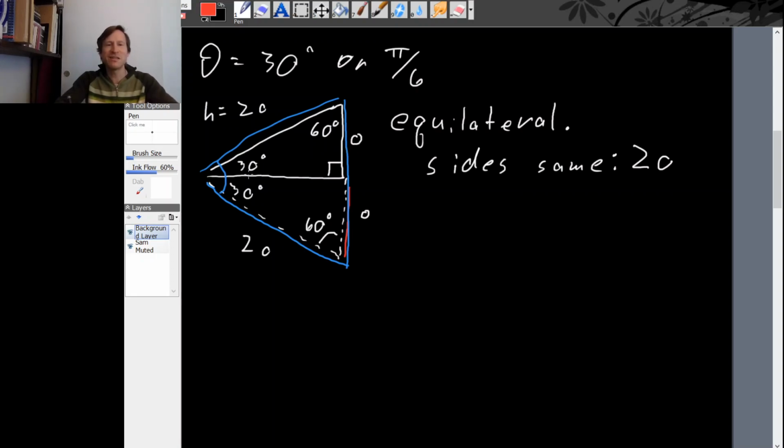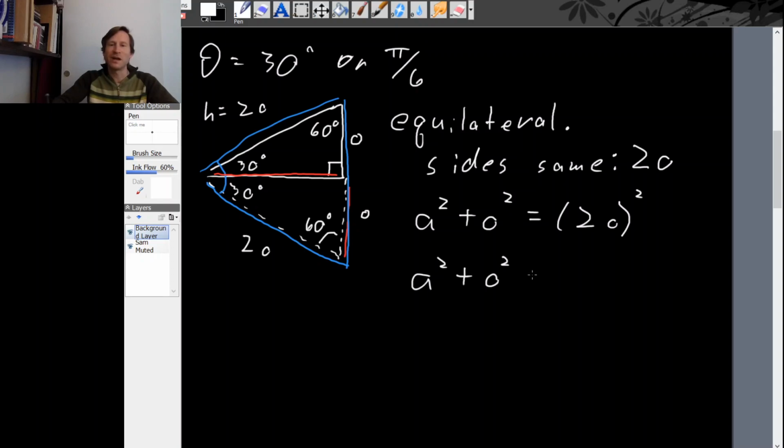So we can use the Pythagorean theorem to find the remaining side, which is the adjacent side. The Pythagorean theorem says that the adjacent side squared plus the opposite side squared is equal to the hypotenuse squared, and the hypotenuse is 2 times O. So this is A squared plus O squared equals (2O) squared, which is 4 times O squared. Then we can subtract O squared from both sides. Remember, we're trying to find A. So this gives us A squared equals 3 times O squared.